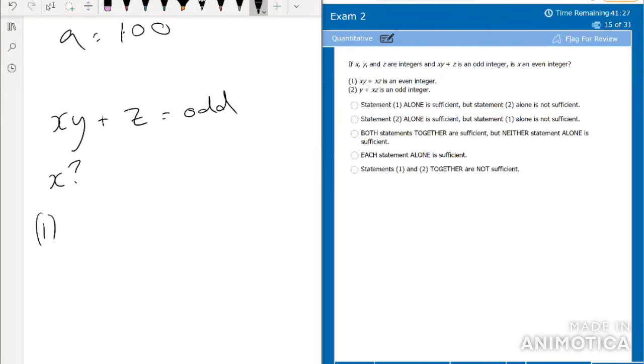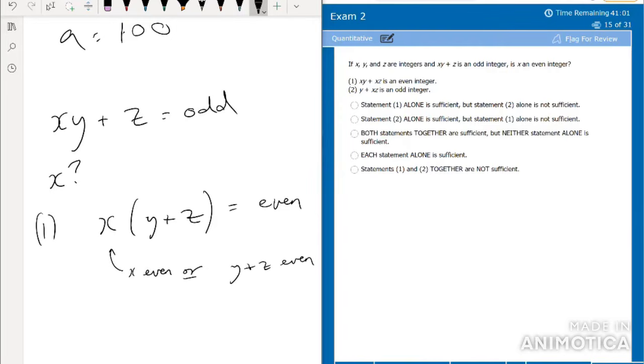1 is xy plus xz is even. So in other words, x times (y plus z) equals even. Okay, and in order for a multiplication to be even, we only need one thing to be even. So this tells us x is even or y plus z is even. I'm doing very well on time, so I'll take some time on this question. Okay, so even.